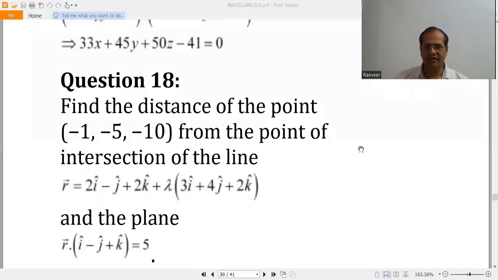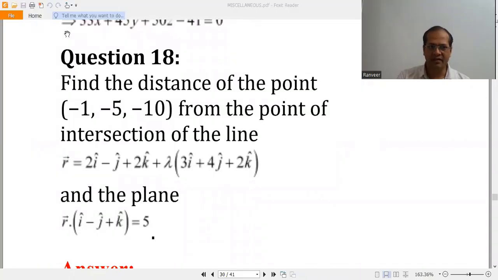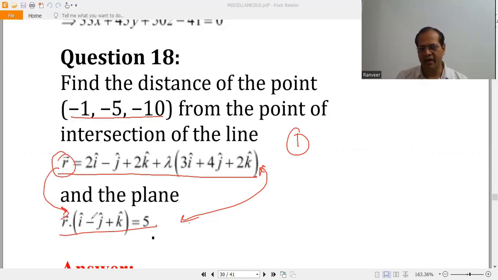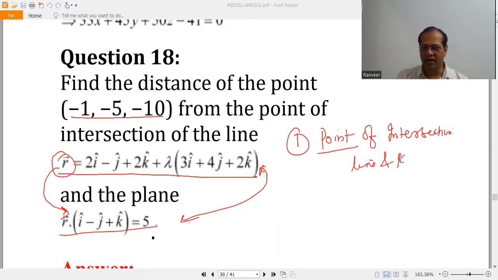Question number 18. Find the distance of the point -1, -5, -10 from the point of intersection of the line and the plane. This is the line and this is the plane. So first of all, in this type of question, what is the step? First, we have to solve the equation of the plane and the line. So how are we solving? We just substitute the value of r here, arrange the terms and find the dot product. So this gives the point of intersection for the line and plane.